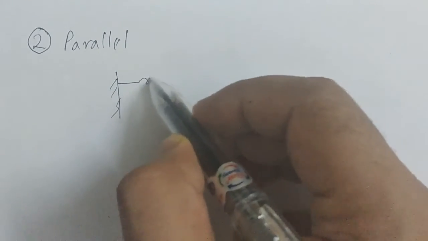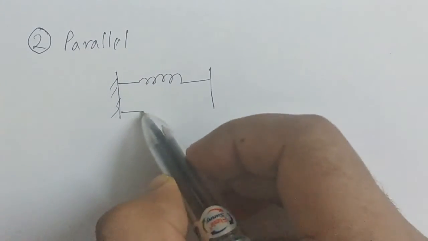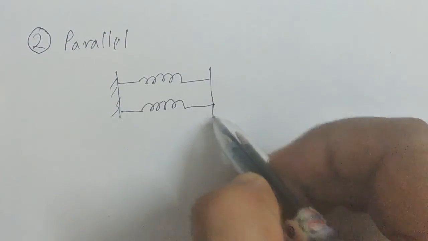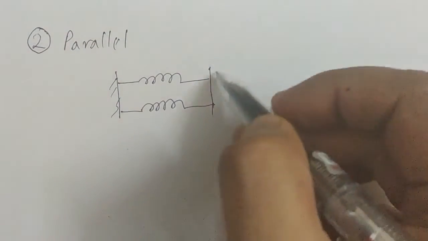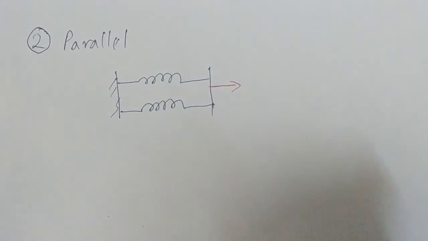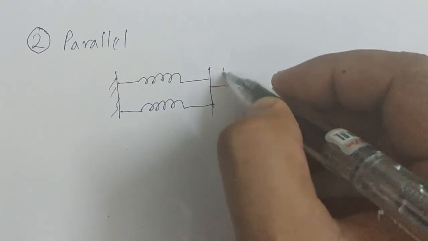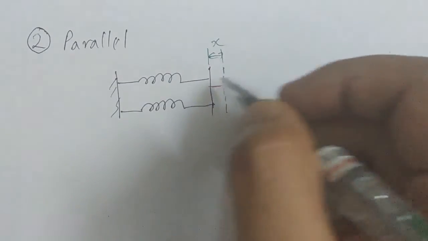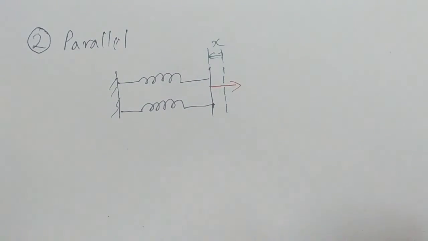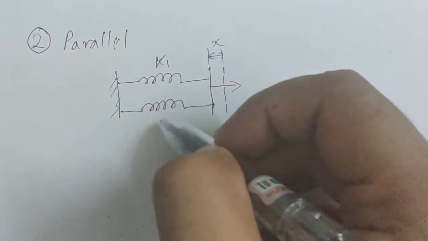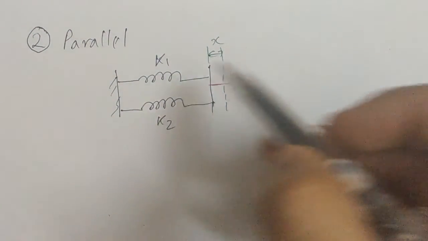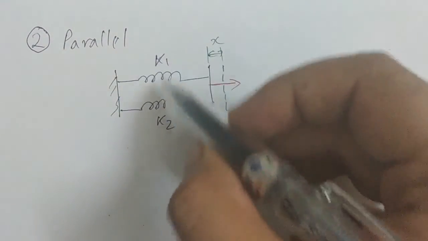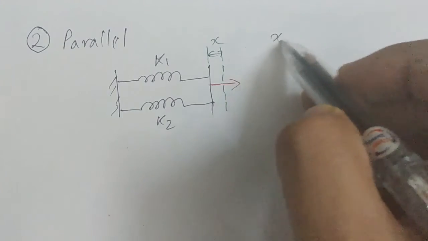Now we have another situation where the springs are in parallel. In this situation, if there are two springs in parallel, and we apply a force in this direction, then both the springs will get elongated by a distance of x, and let the spring constant for this be K1 and this be K2. Now in this situation the elongation for both springs would be equal, that is x1 is equal to x2 is equal to x.